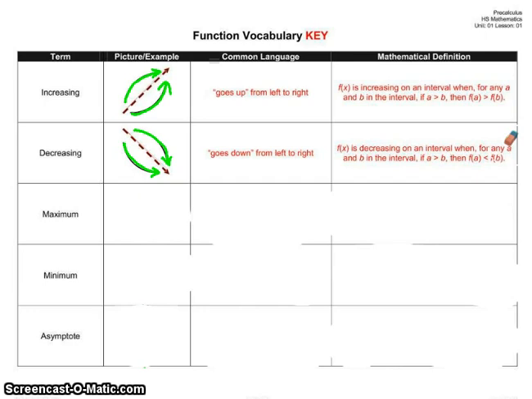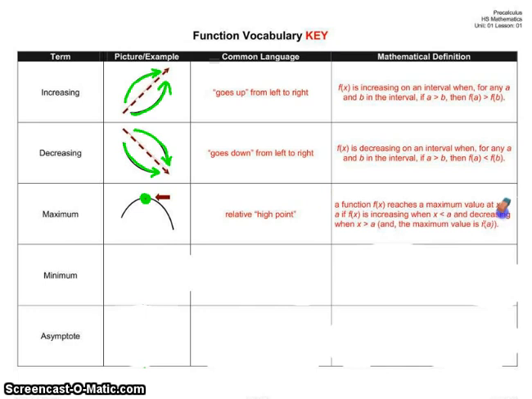Maximum is our next vocabulary word, and it looks something like this. And if you notice, there is a point on this graph right here, that point. If you take a look at the picture and the arrow, just think of a hill and how once you reach the top of the hill, you're at the highest point you can ever come to. The common language is relative high point.